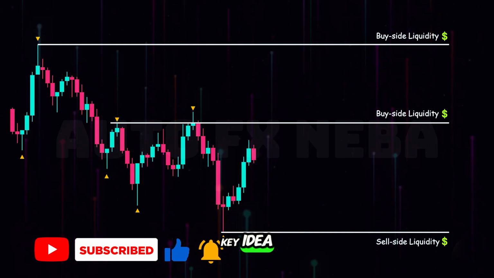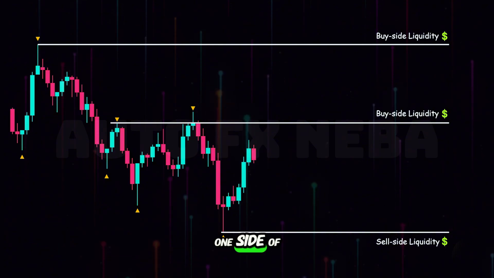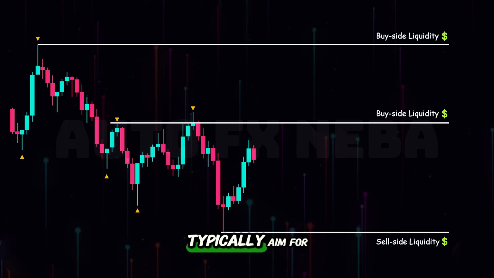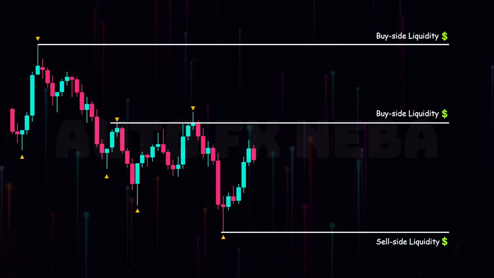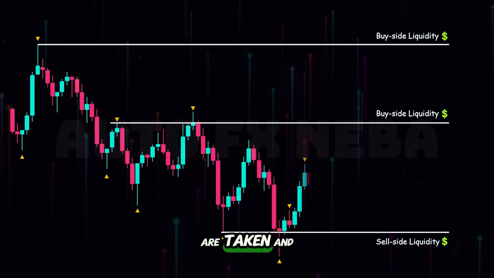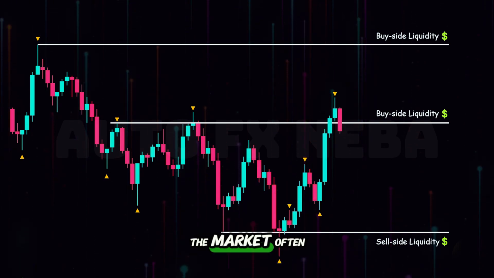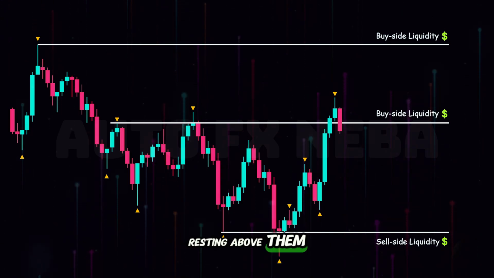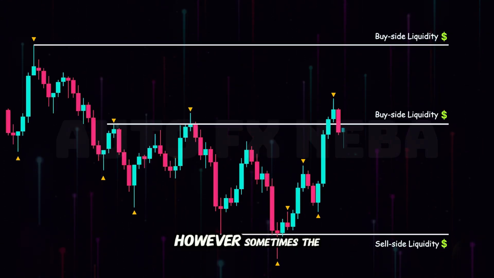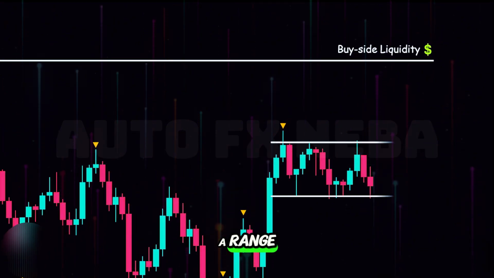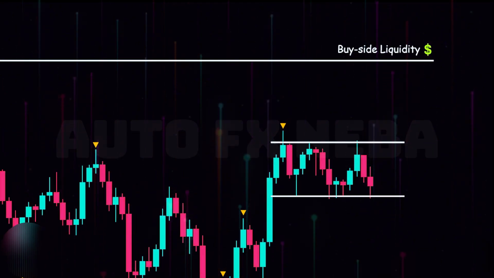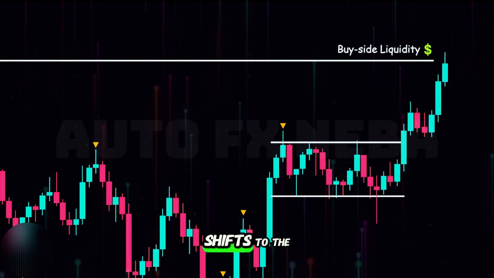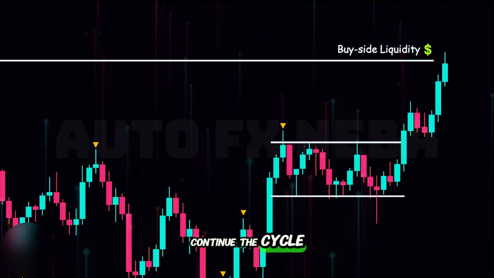Now here's the key idea. The market is always moving from one side of liquidity to the other. After sweeping the sell-side liquidity, the price will typically aim for the buy-side liquidity. Once the stops below the lows are taken and liquidity is collected, the market often shifts direction and runs toward the highs to capture the liquidity resting above them. However, sometimes the price consolidates in a range, building liquidity on both sides. Once liquidity is collected from one side, the market often shifts to the opposite side to continue the cycle.